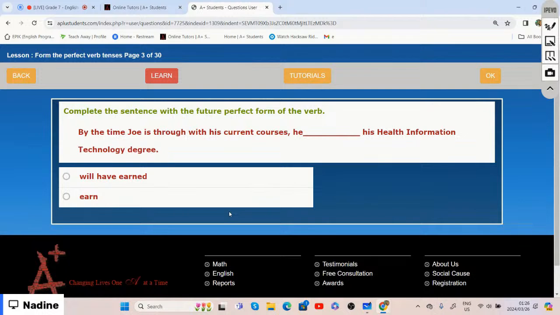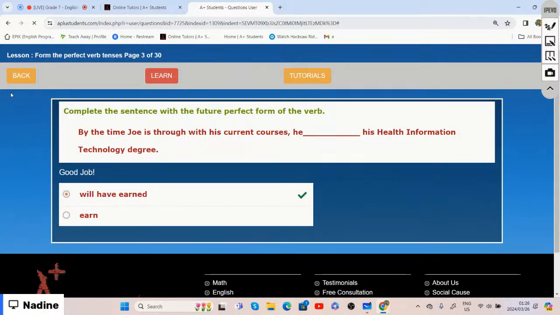All right, then if we choose the correct one, we will then say "will have earned," right? Because "will have" is our helping verb and "earned" is our main verb.